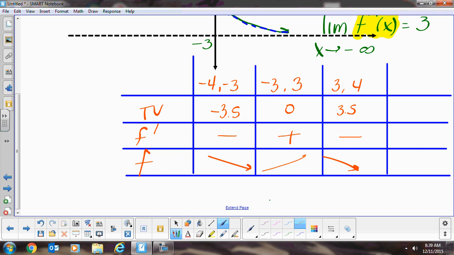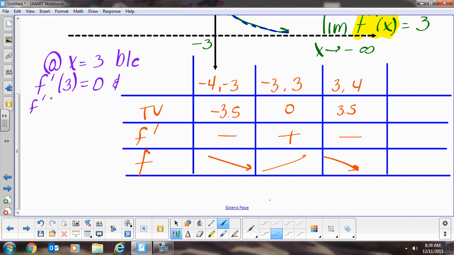Where's our relative maximum? Riley? Our relative maximum is at... all right, what did they say? Oh, you have to do that. So you would say at x equals 3, f prime of x is equal to 0. Okay, and we're going to put in the 3 there, as f prime of x. There you go.